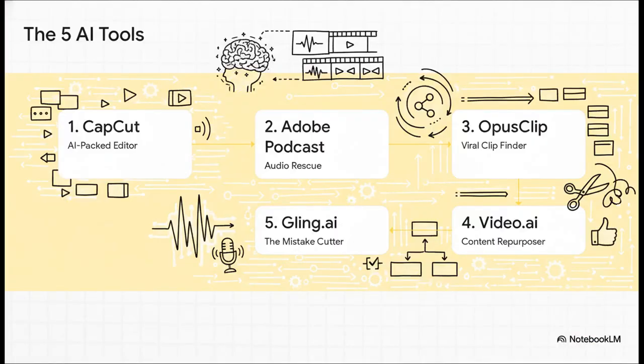So here's our lineup for today. CapCut, Adobe Podcast Enhance, Opus Clip, Video.ai, and Gling.ai. Each one of these targets a different, really painful part of the editing process. Let's break down how they work.